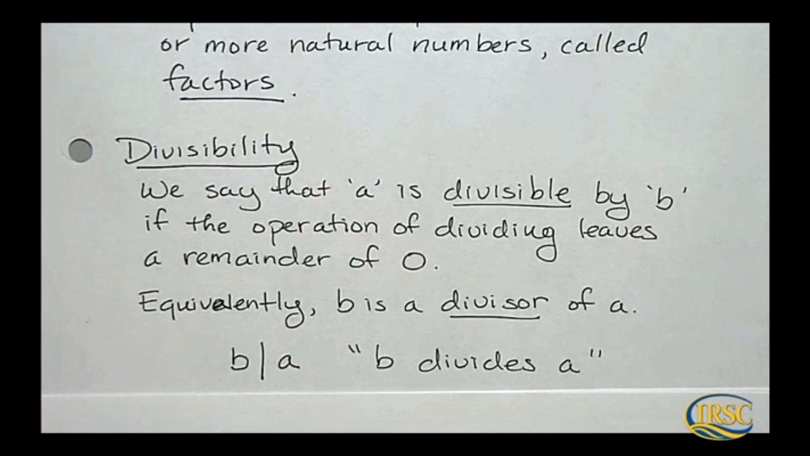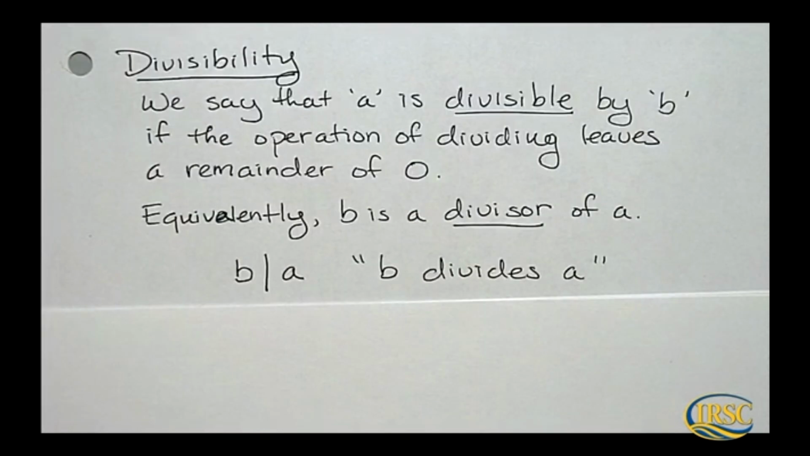Equivalently, B is a divisor of A. So we can write it like this: B divides A. That's how you would say those symbols. B divides A. So the first number is the one that has to go into the second number evenly when you write it this way.